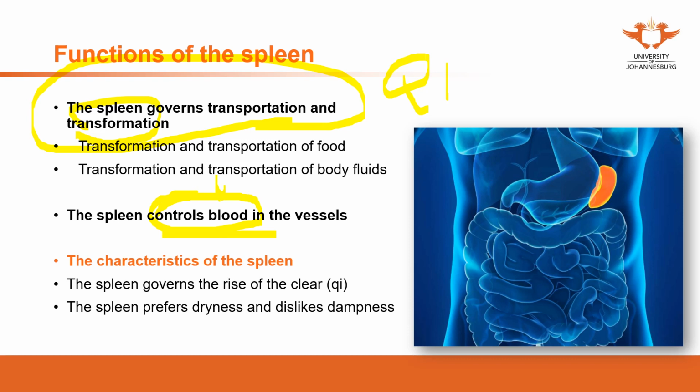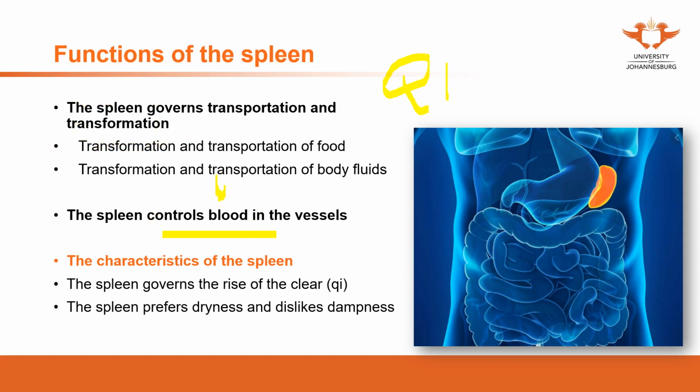In this situation, the patient may present with pale color blood. When you see the blood is pale in color, the patient also may present with qi deficiency syndrome, such as fatigue, reluctance to talk, tiredness, short of breath. So all these are the symptoms of qi deficiency.